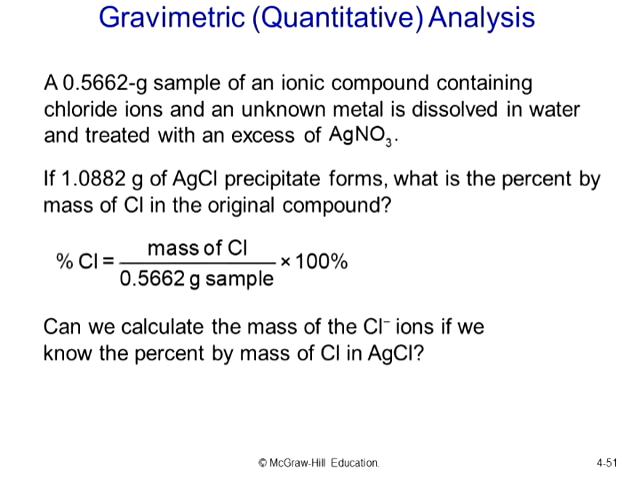So let's take an example. Again, this is gravimetric analysis. And it's a quantitative method of determining the ions from which the compound was derived. Okay? So you have a 0.566 gram sample of an ionic compound containing chloride ions.